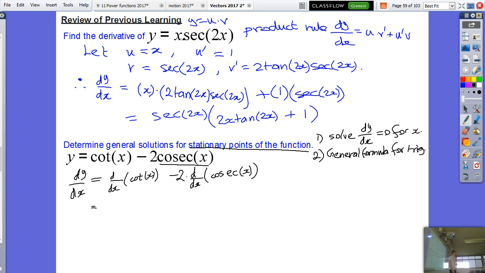Say again? Yes, negative cosec squared. That's the one. So the derivative of cot becomes a negative cosec all squared. Okay.